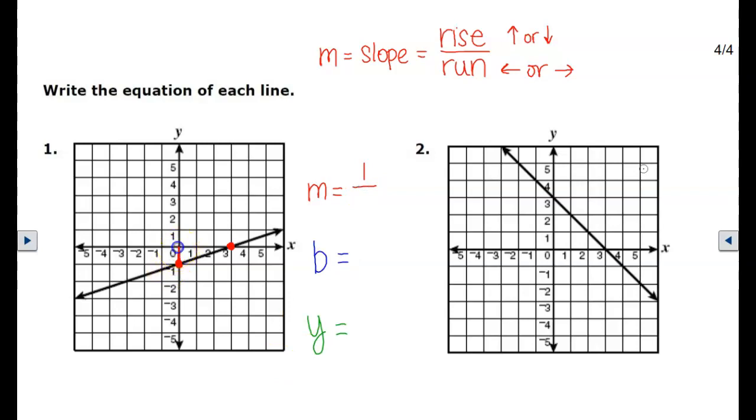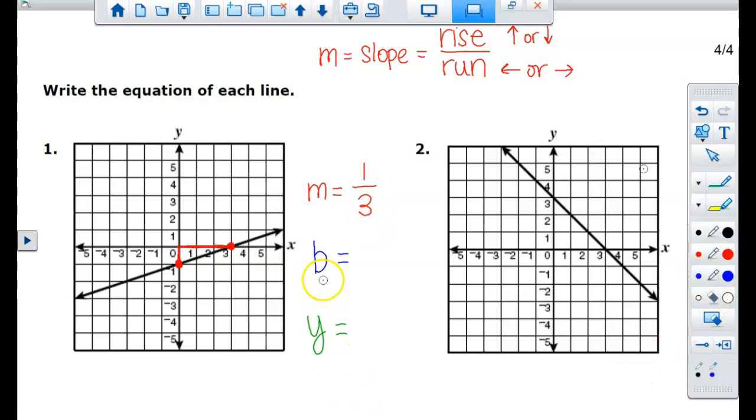Okay, now I'm going to run to the right. And I want you to notice that I'm running to the right 3 spaces. So if I'm going to the right 3, that would be a +3. Now at this point, you would want to type this fraction into your calculator like we've always done to see if that will reduce. And 1 over 3 will not reduce. That is as simple as it gets. So 1/3 would be the slope of my line. That is my m.